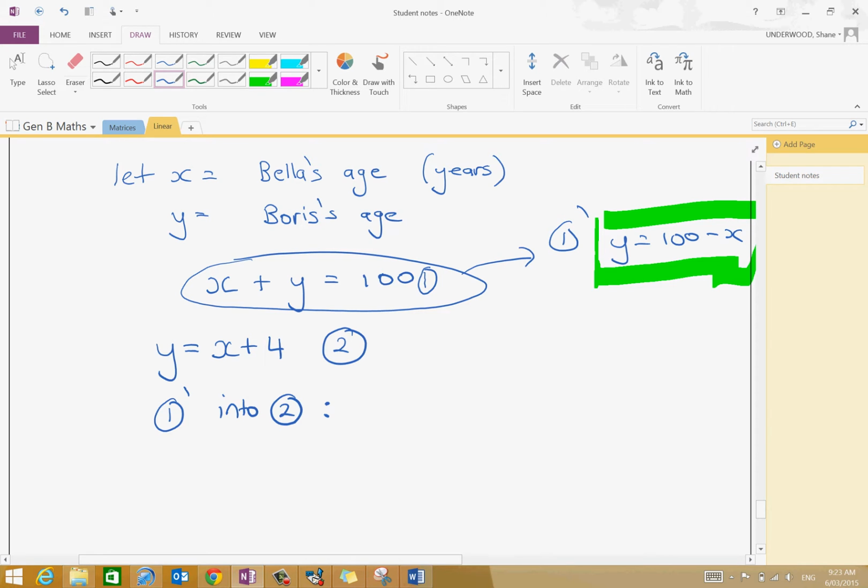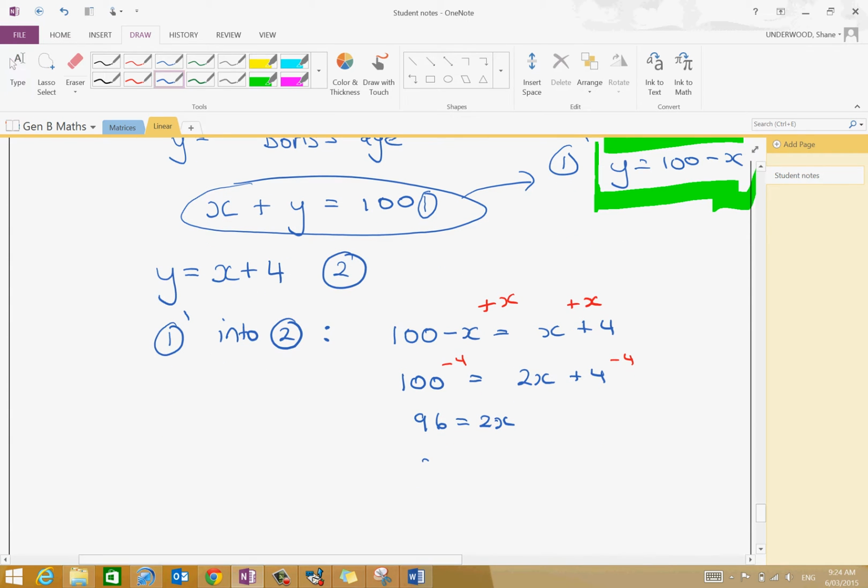So I'm going to do that. In equation 2, wherever there's a y, I replace it with 100 minus x. So 100 minus x is equal to x plus 4. Oh, look at that. We can add x to both sides, which gives me 100 is equal to x plus x, which is 2x, plus 4. I then need to subtract 4 from both sides, which gives me 96 is equal to 2x, and therefore I can divide both sides by 2. x is equal to 48.